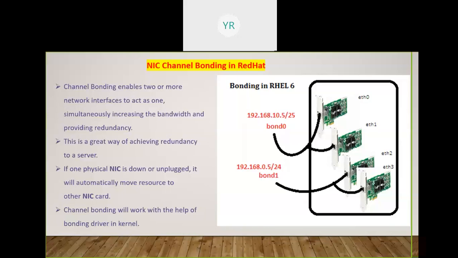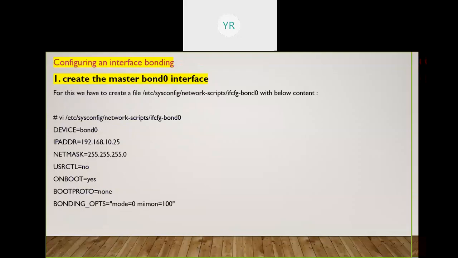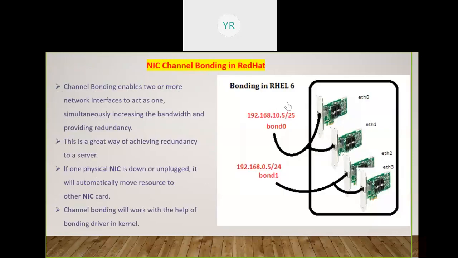There is a different procedure in RHEL7, that is called teaming. First we'll see it in 6, and in another session we'll see that in RHEL7. First, what we need to do is create a master bond0 interface. That means we are combining, bonding two NIC cards as a single bond.